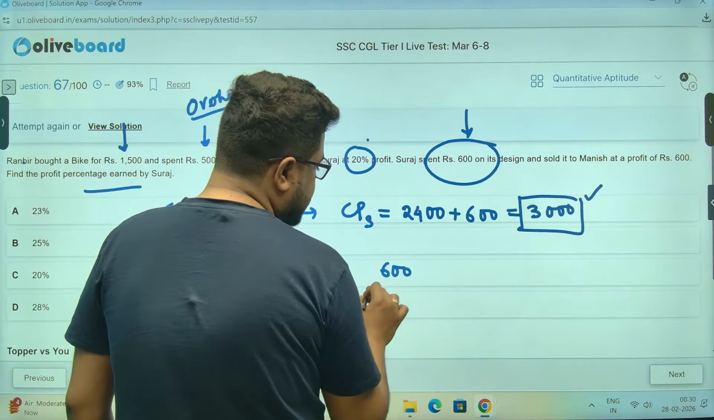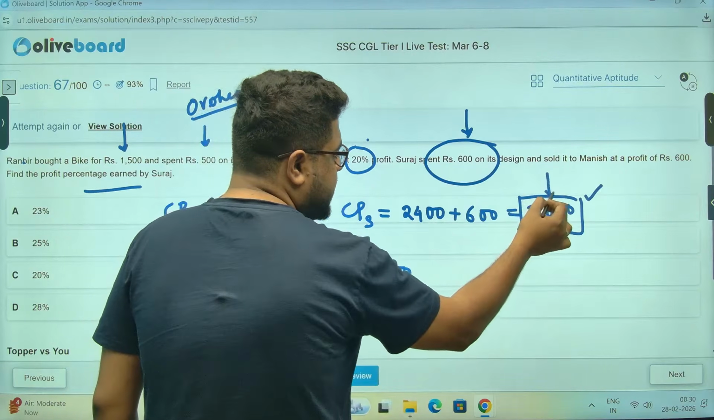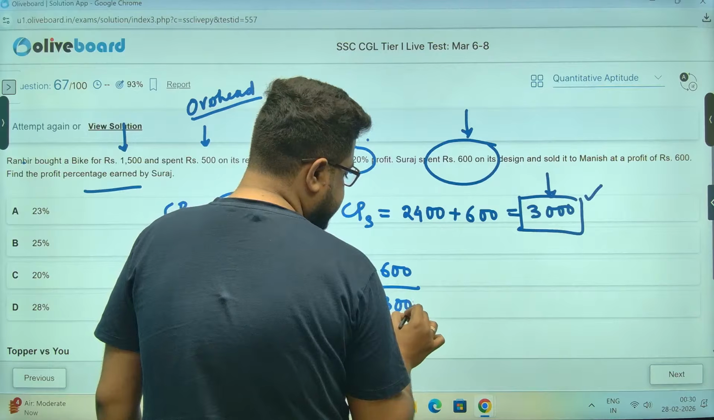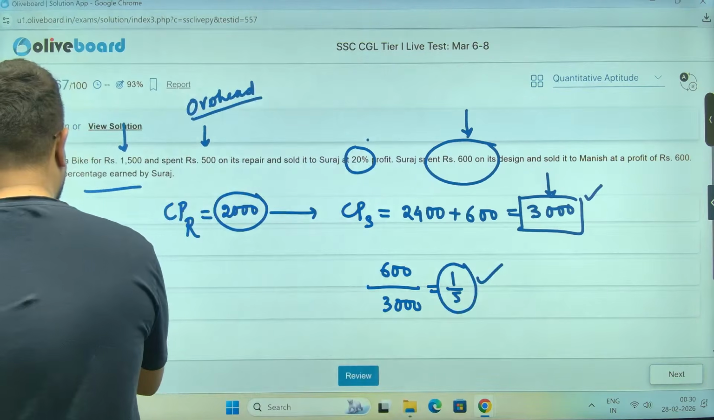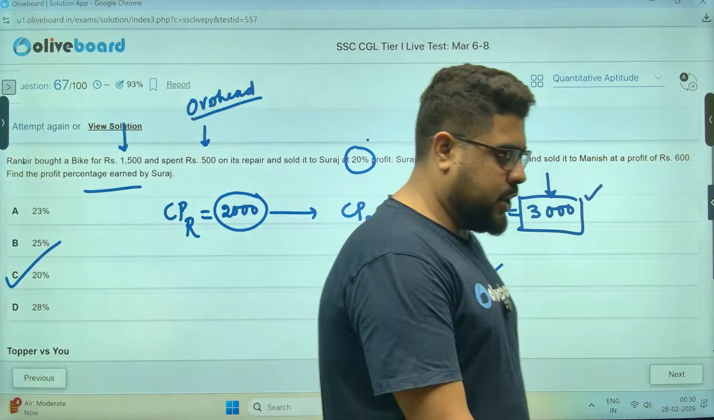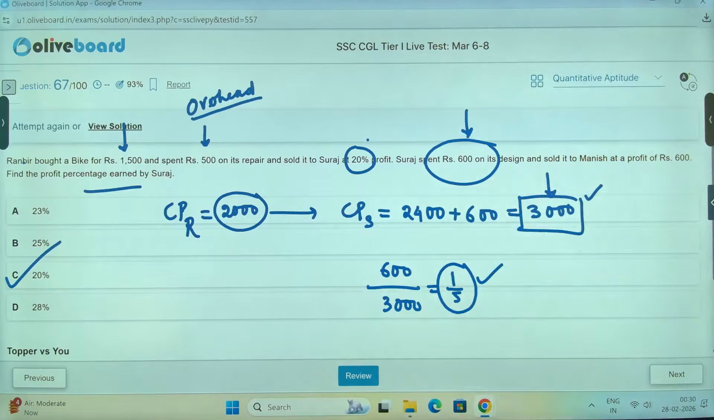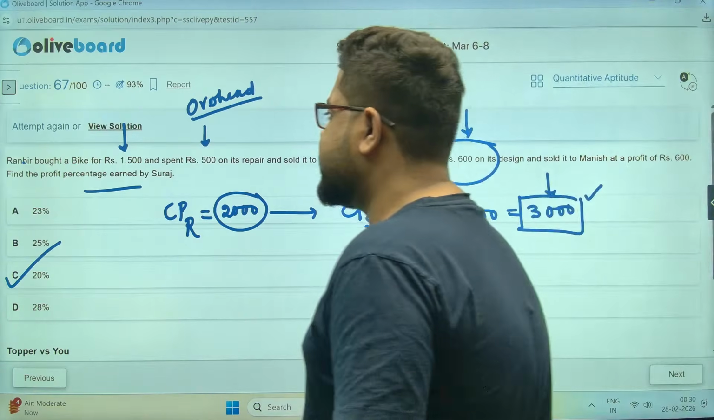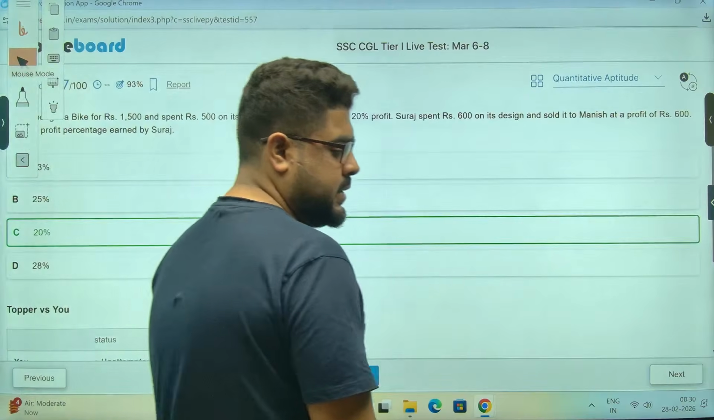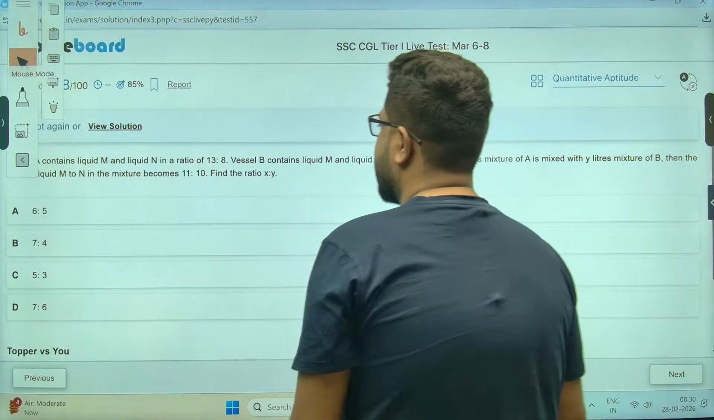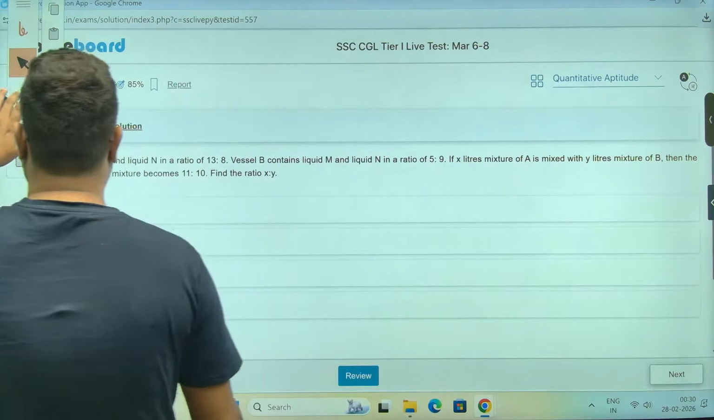Profit is 600 rupees for Suraj on CP of 3,000, meaning 1/5 profit, meaning 20% is the answer, option C. You do not need to do anything else. This much is done and dusted, sir. Clear. Next one, please.